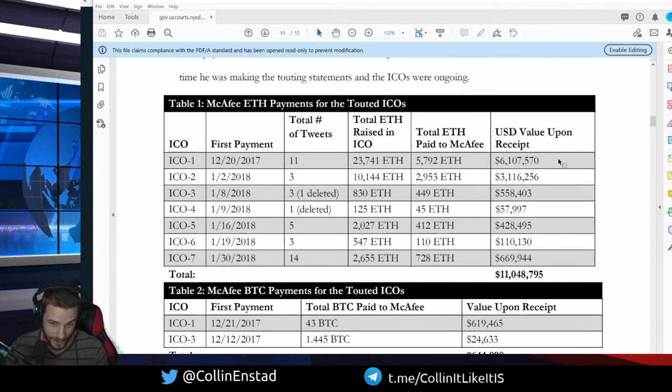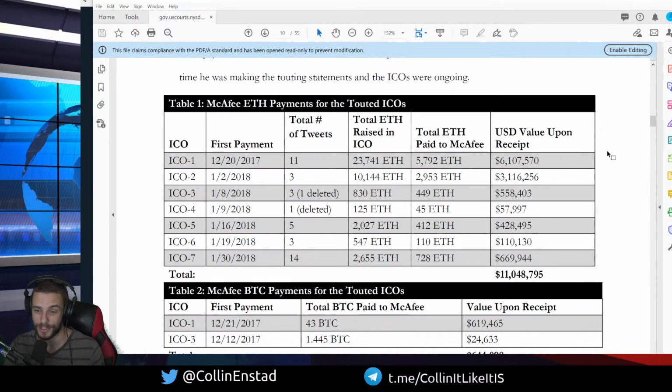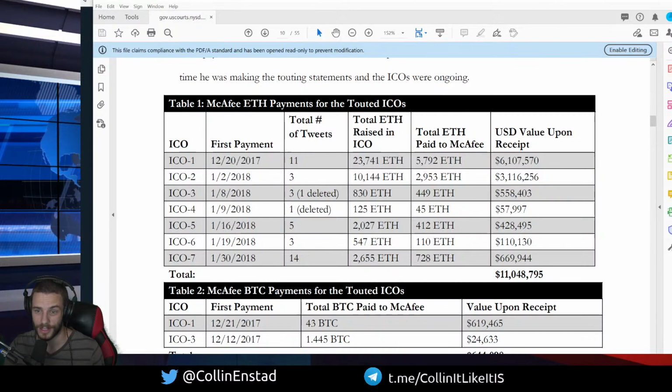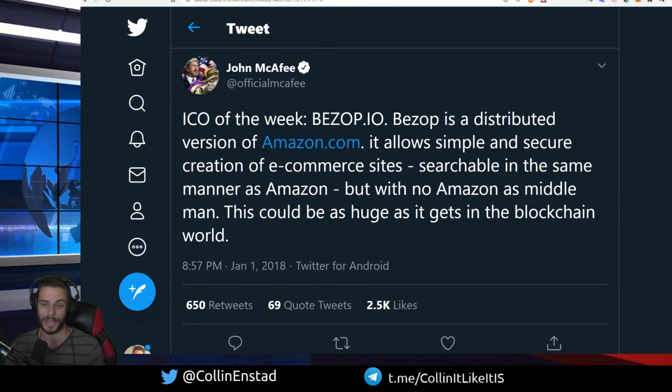He made $6 million off the 11 tweets. A little bit less than $1 million per tweet. So, Jesus Christ, that's some good gains right there. That's what I'm saying. So the second one, ICO number 2, BZOP.io.